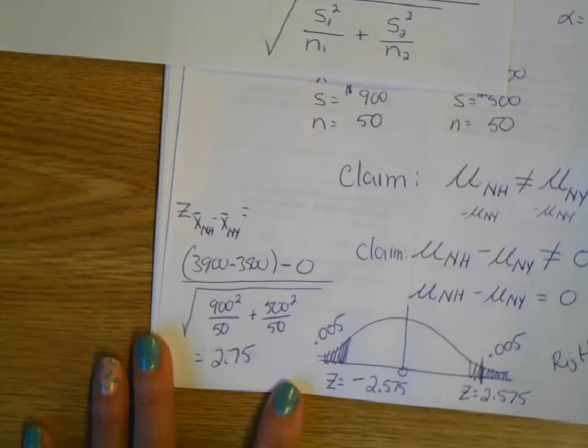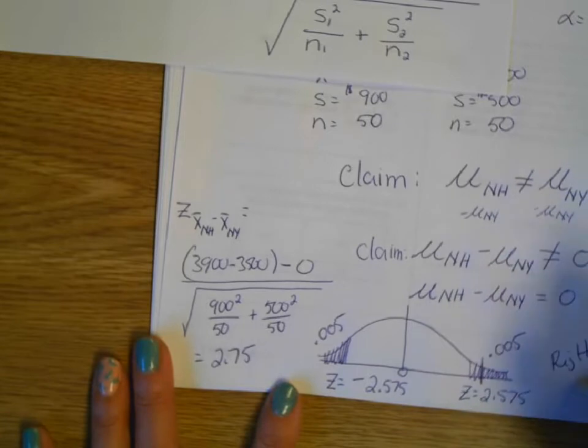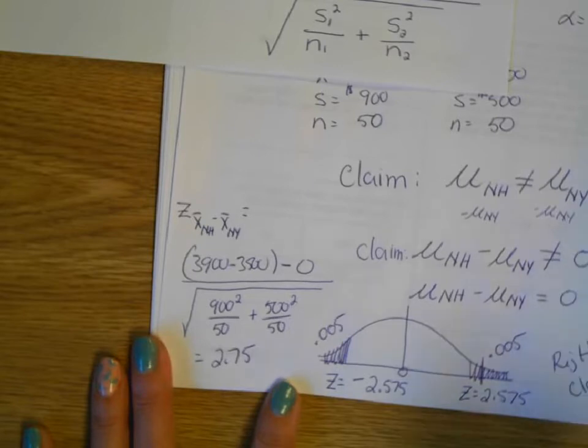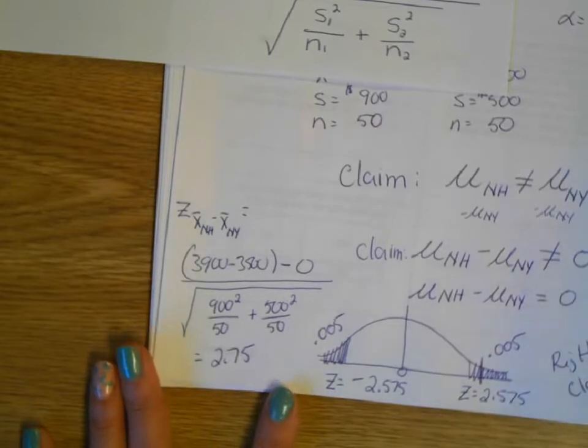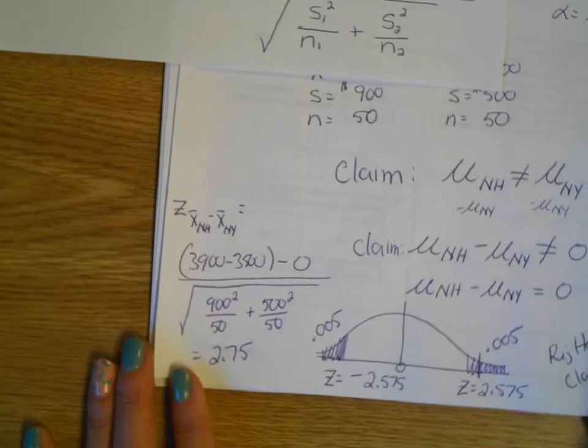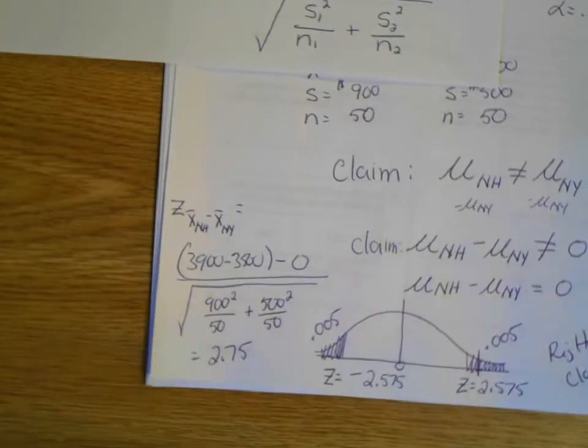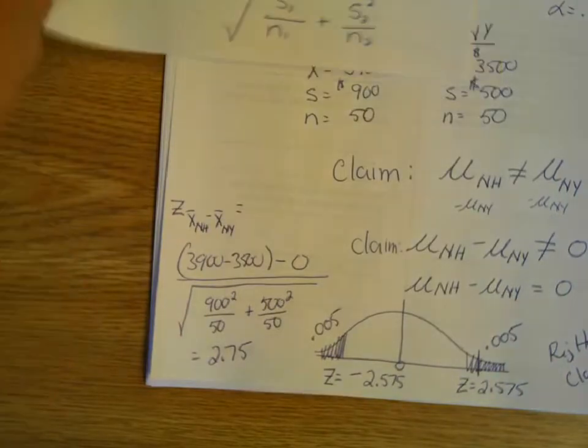What are we saying about the claim? That there is a difference. True or false? Claim is true. So that difference there is significant, to say that the people in New Hampshire are putting more on their credit cards than the people of New York. New Hampshire more than New York. Okay, try another one.